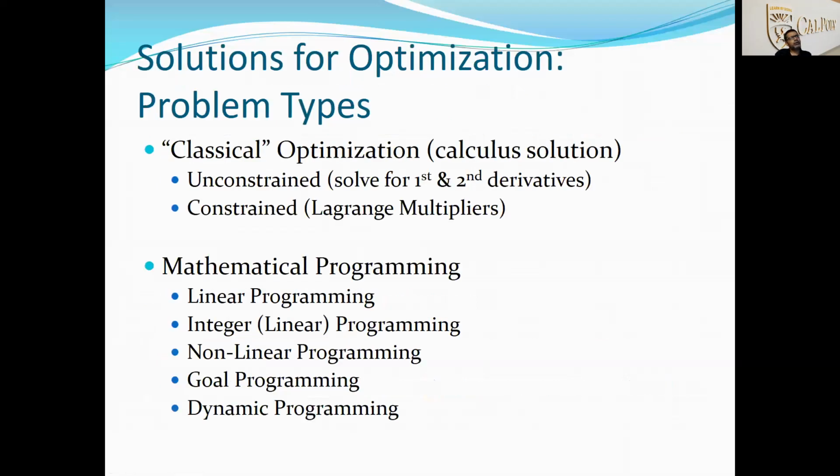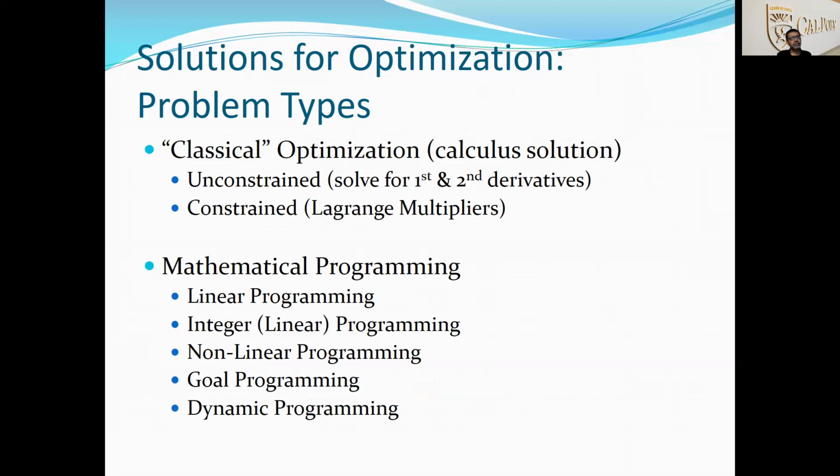So there is classical optimization, which is unconstrained, and there could be constrained. Unconstrained optimization is something that you've done many times, where you take the first derivative, set that equal to 0, and take the second derivative. If it's positive, it becomes the minima. If it's negative, then it becomes the maxima of that function.